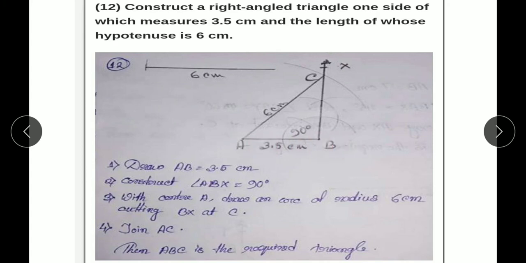AB is the 3.5 centimeter. Construct angle ABX of 90 degrees. Angle ABX, with the help of compass you have to draw a 90-degree angle. With center A, draw an arc of radius 6 centimeter cutting BX at C. Okay, you have to draw with the center A and cut BX at C. Join AC. Then ABC is the required triangle. After that you will get the required triangle which is asked in the question.